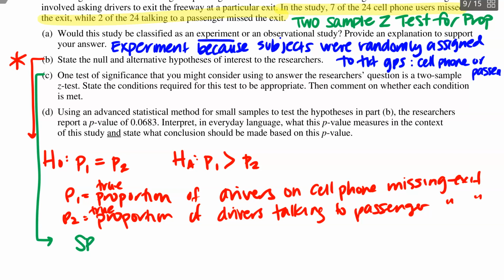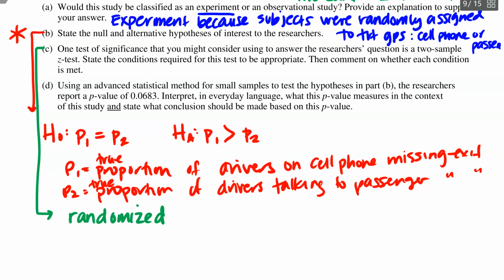We need SRS. I guess maybe I'll rewrite this as randomization, because we have the kind of 2 different randomizations. We either have the simple random sample in a 1 sample, or we have the random assignment in a 2 sample. So randomized condition. We also have independence.